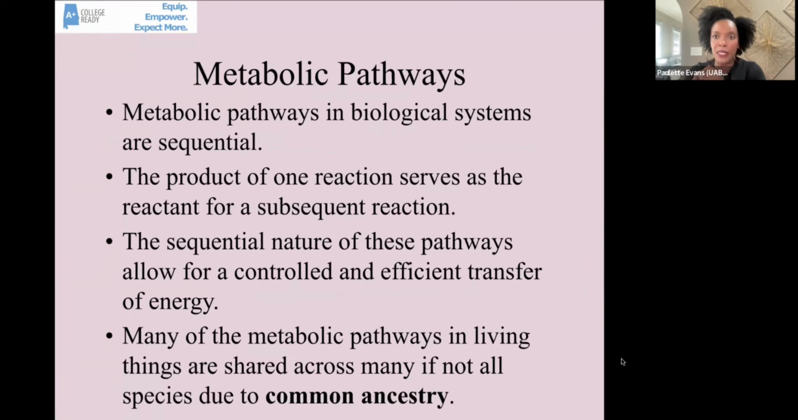Metabolic pathways in biological systems are sequential. The product of one reaction serves as the reactant for the subsequent reaction. The sequential nature of these pathways allows for controlled and efficient transfer of energy. Many of the metabolic pathways in living things are shared across many, if not all, species, due to common ancestry. We're going to talk about common ancestry quite a bit, and the AP exam relies quite a bit on common ancestry. We'll see lots of multiple choice and maybe even a few FRQs that rely on this sense of, if most organisms can do a thing, what does that actually mean?